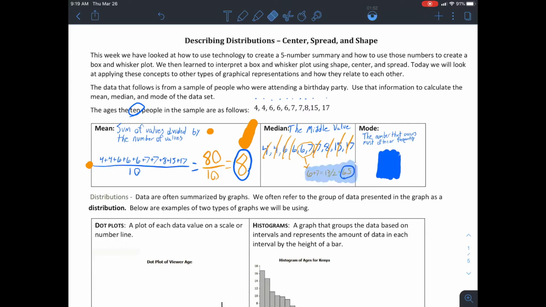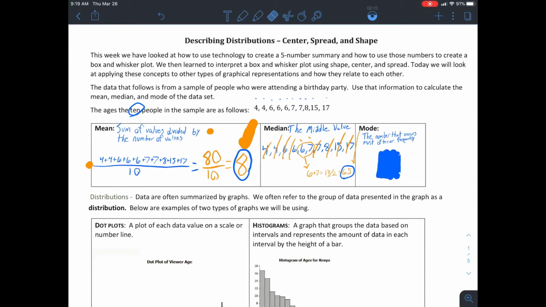Whenever we have two numbers in our median, we take the average of them. So we add them together, 6 plus 7 equals 13, and we divide by 2 because there are two numbers there, 6 and 7. So our median would be 6.5.